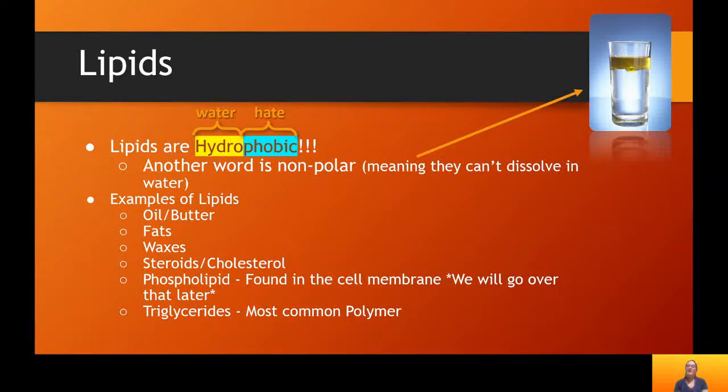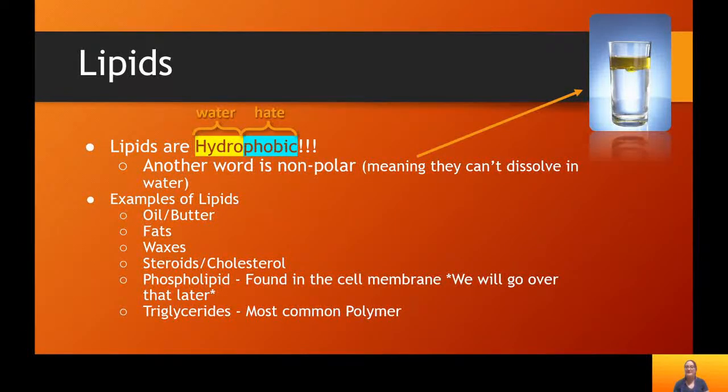Lipids are what we call hydrophobic. And again, here come your prefixes and suffixes. Hydro means water and phobic means to hate. So they hate water. And another word for hydrophobic is nonpolar. So water is polar, and if it doesn't mix with water, then we call it nonpolar.